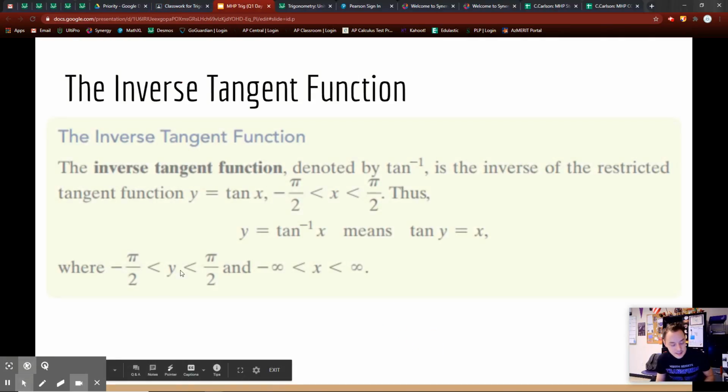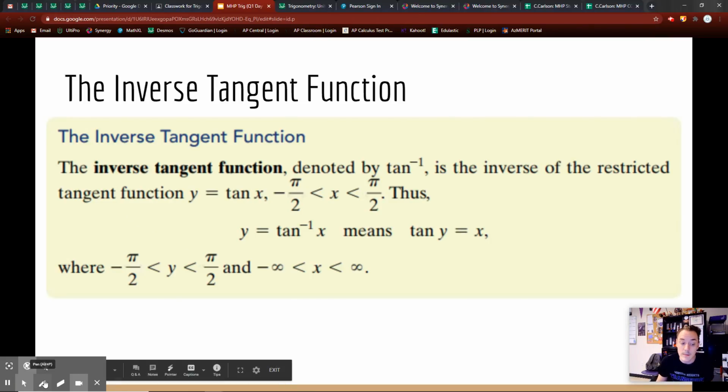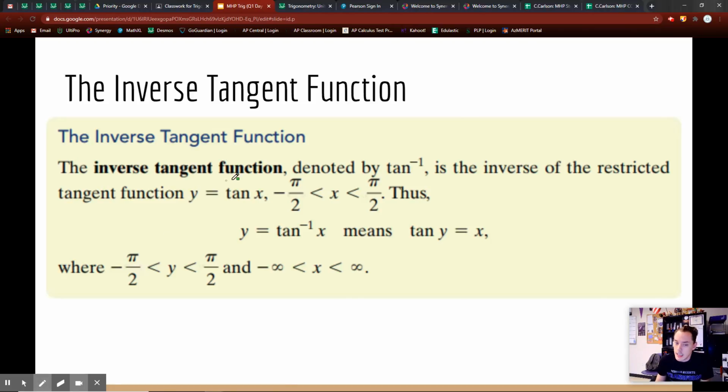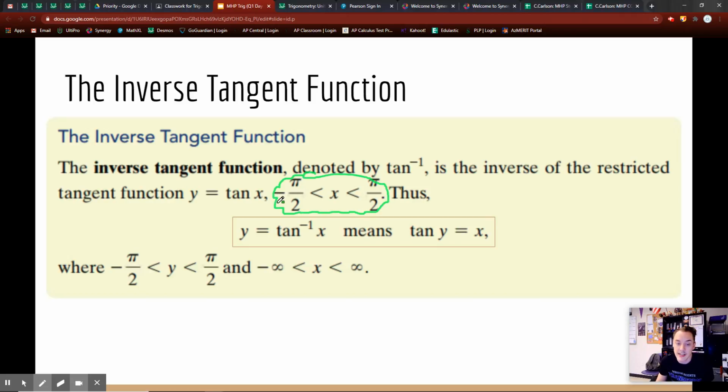Now let's go to tangent. Tangent's going to be very different than cosine, but very similar to sine. So this is my tangent function. Now this right here is my domain. Notice this domain of my tangent function gets switched into the range for my inverse function. Now this is very interesting. Why is that? Because my initial range for the tangent function was negative infinity to positive infinity.